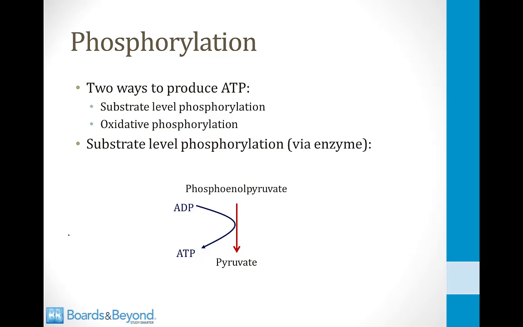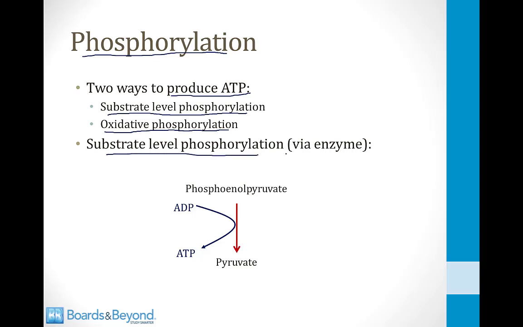So now let's talk about how ATP is generated from all those hydrogen ions sitting in the intermembrane space. But before we can do that, we have to define a couple of terms related to the process of phosphorylation. There are two general ways by which ATP is produced. The first way is called substrate level phosphorylation, and the second way is called oxidative phosphorylation.